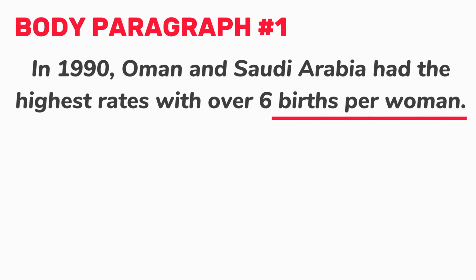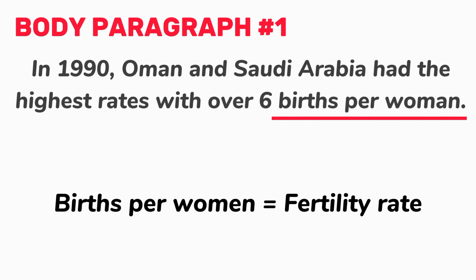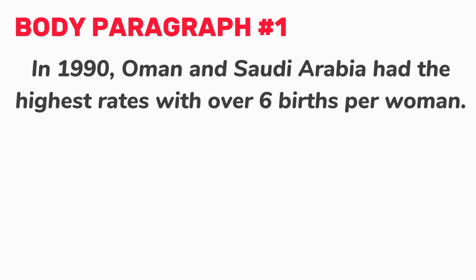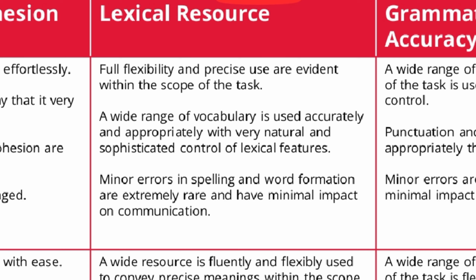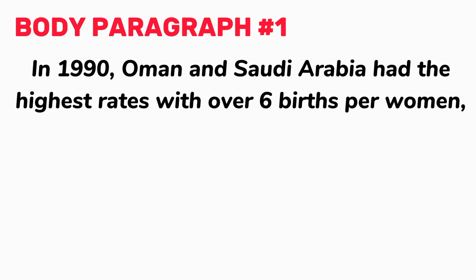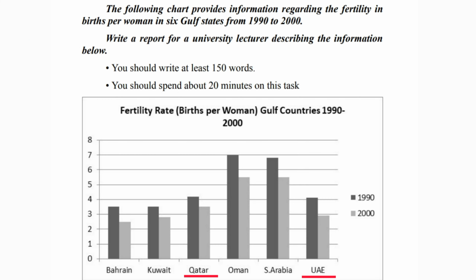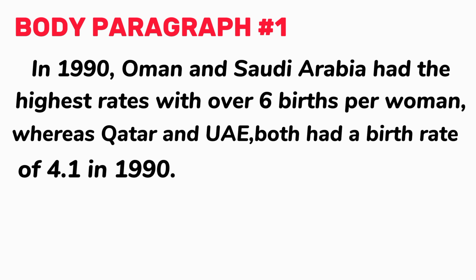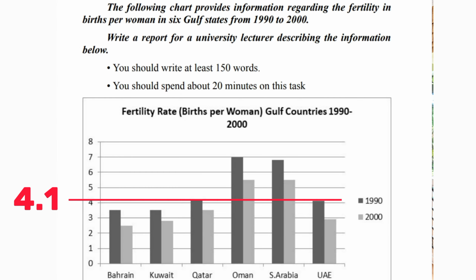Now, births per woman is like a synonym for fertility rate. Remember that you don't have to repeat the same words again and again. Try to use synonyms and paraphrase them. So now we've classified Oman and Saudi Arabia. Next, I'll go to Qatar and UAE because they also have the same fertility rates. UAE and Qatar both had a birth rate of 4.1 in 1990, as you can see in the graph.